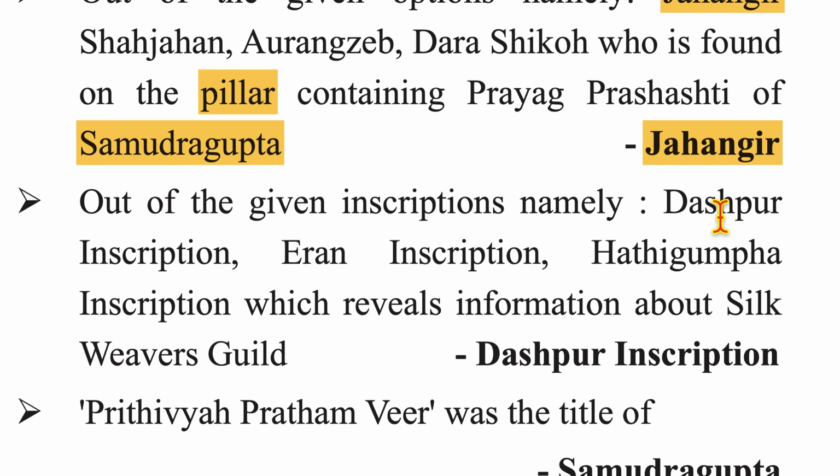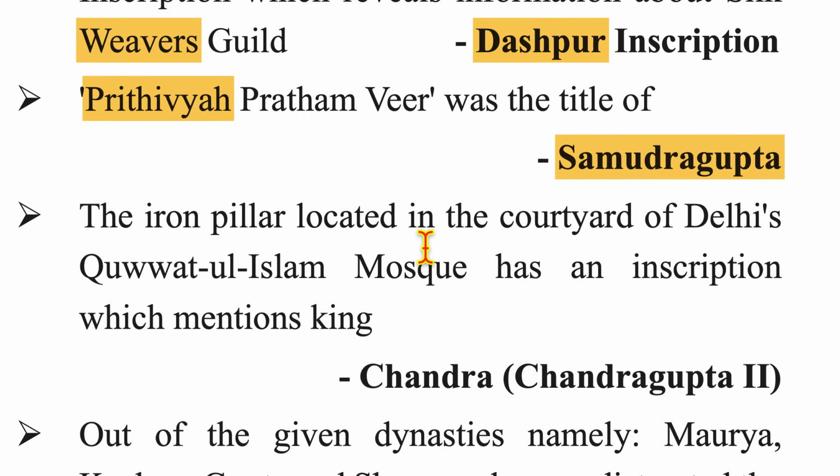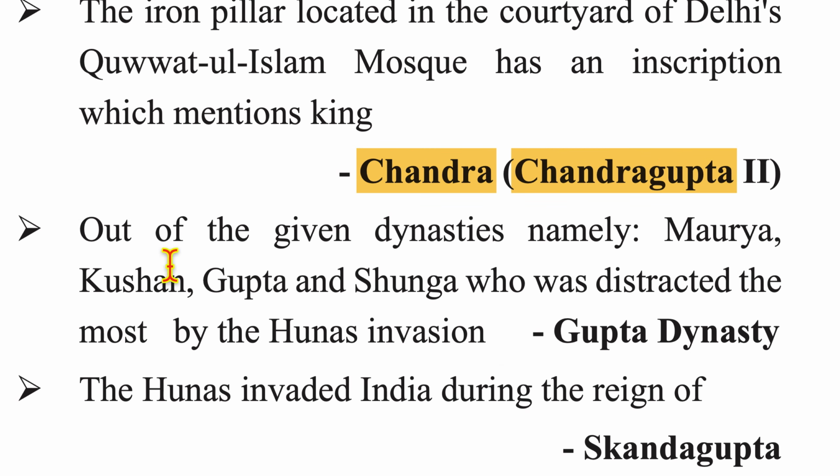Out of the given inscriptions, namely Dashpur inscriptions, Iran inscriptions, Hathigumpha inscriptions, which reveals information about Silk Weavers Guild? Answer is Dashpur inscription. Now, Prithvi Pratham Veer was the title of Samudragupta. The iron pillar located in the courtyard of Delhi's Quwwatul Islam Mosque has an inscription which mentions the king Chandra, which is identified as Chandragupta II.